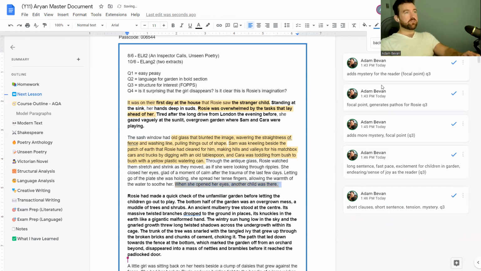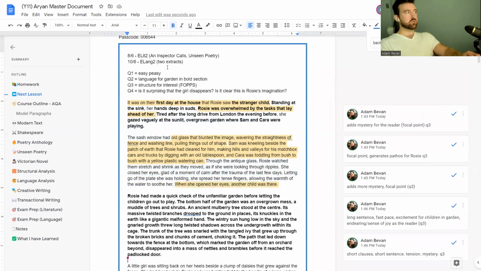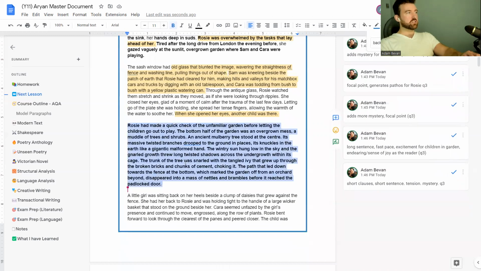So we've got 5 things that we could talk about in terms of question 3 from reading these first 2 paragraphs. We've also answered question 1 completely. Okay, so now we're on to question 2.